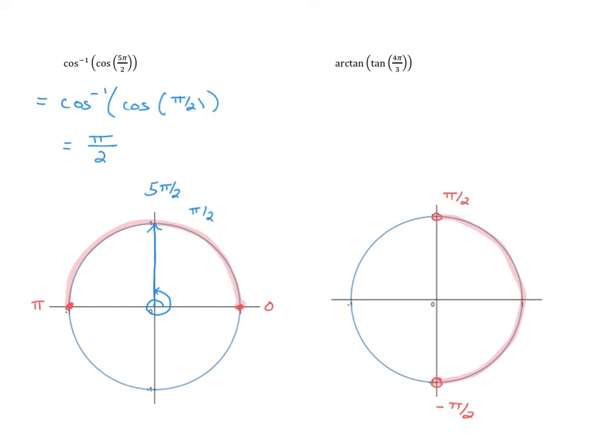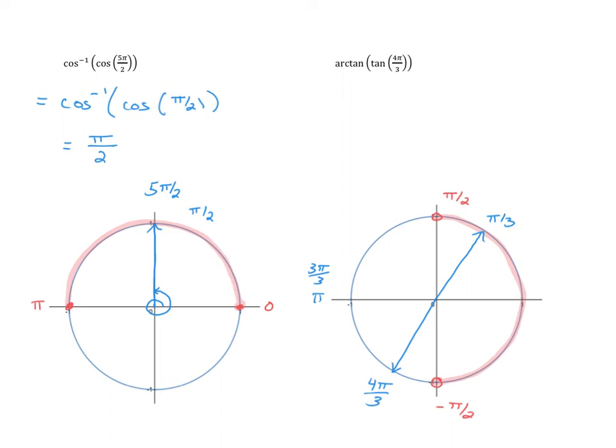Where is 4 pi over 3? Well, pi is 3 pi over 3, so if you go pi over 3 more, 4 pi over 3 is here. So pi is the same thing as 3 pi over 3, and we're going one more than that to give me here. Okay, what is a reference angle for 4 pi over 3? That angle would be pi over 3, which is here.